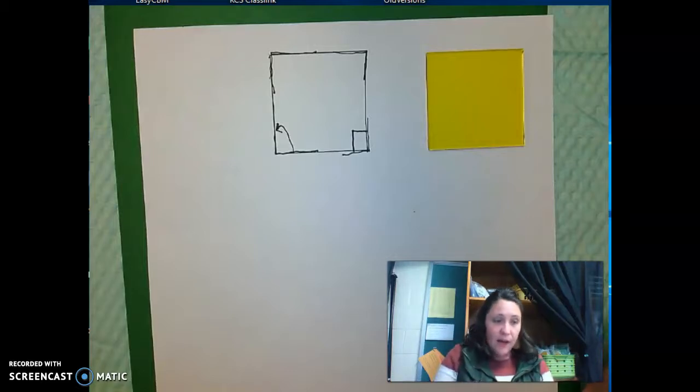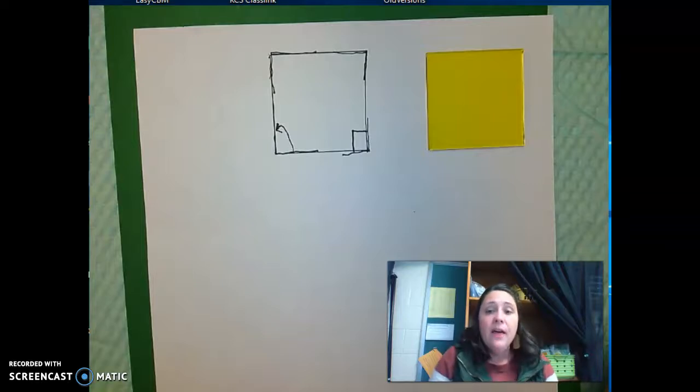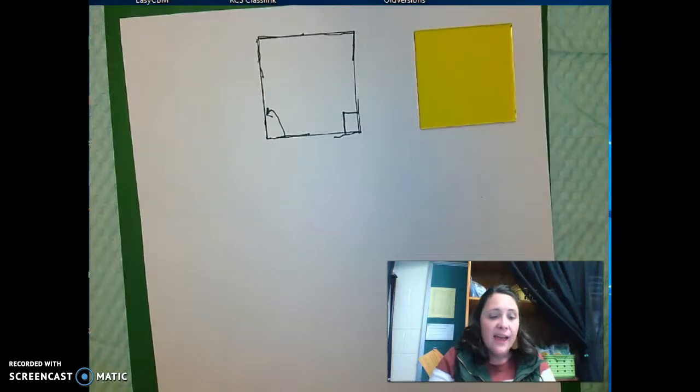Take a look at your polygon pieces. I'll give you a moment. Go ahead and lay out your polygon pieces. I want to see if you can find two polygons that when you put them together, they make a right angle. I'll give you a moment. Go ahead and pause your video now and work on that, and then we'll come back together to take a peek at what you've got.